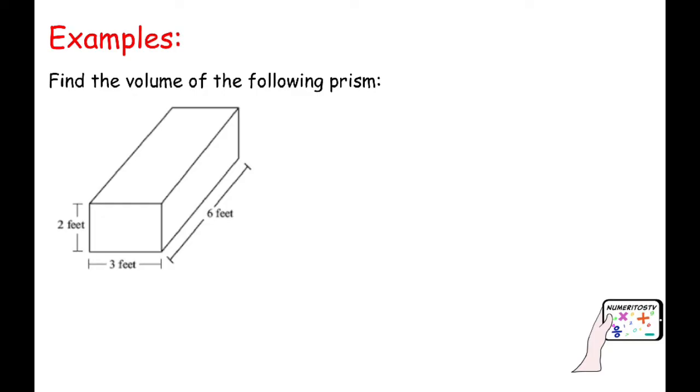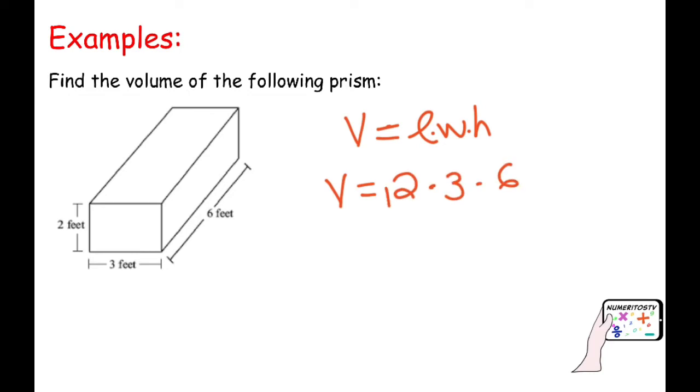So let's do some examples. Find the volume of the following prism. Well, we know that the formula is length times width times height. So if I observe my prism, they are giving me the 3 dimensions. So to find the volume, I will just multiply 2 times 3 times 6. So 2 times 3, that's 6, and then 6 times 6, that's 36.